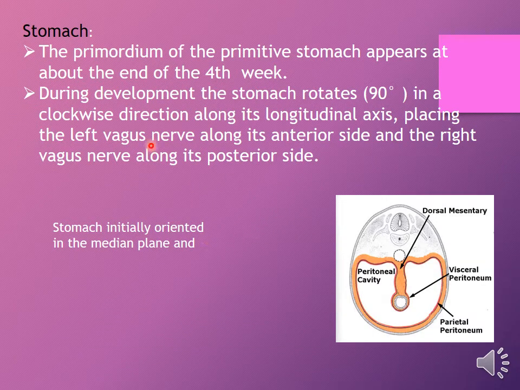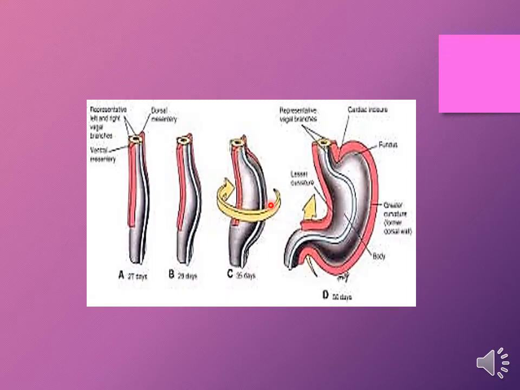The stomach. The primordium of the primitive stomach appears at about the end of the 4th week. During the development of the stomach, it starts as a fusiform structure. Then, it will rotate about 90 degrees in a clockwise direction around its longitudinal axis. This picture illustrates the rotation of the stomach.